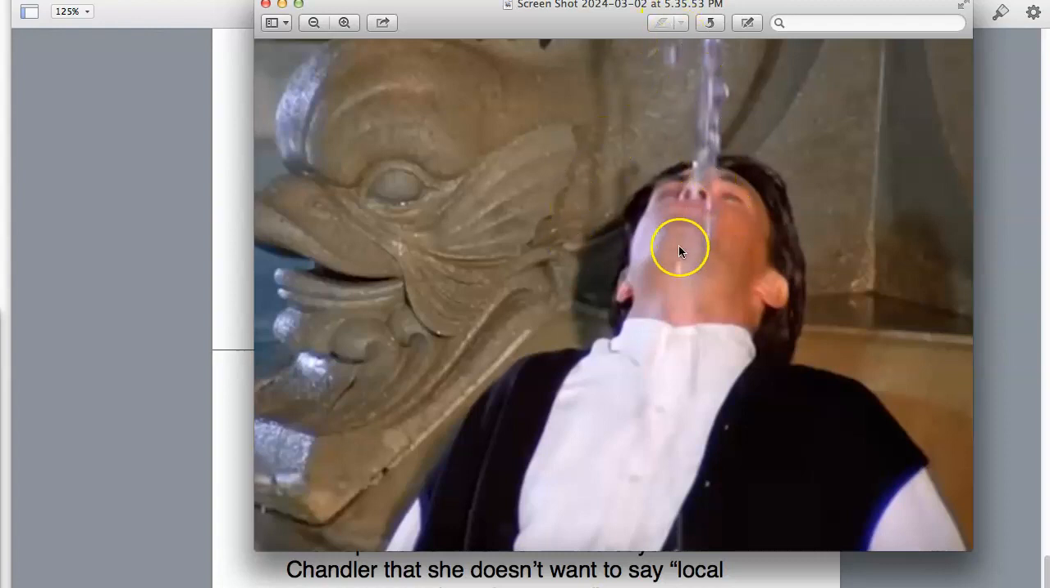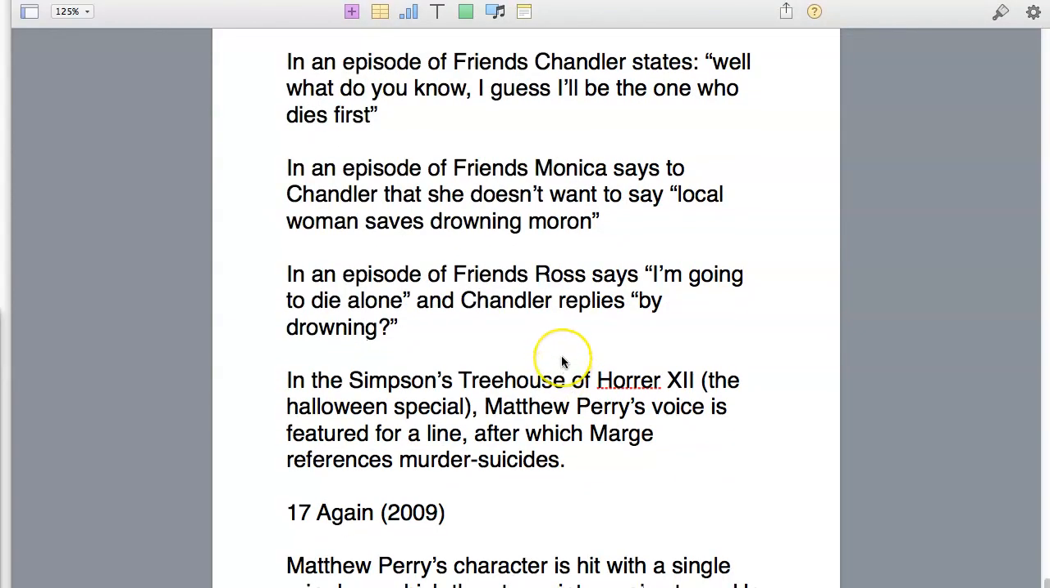So here's Matthew Perry spitting out water, laying back, kind of giving you that vision of someone drowning and spitting out the water when they are pulled out and people are trying to revive them. At the very least, it's associating him with water in his mouth in the Friends intro. In an episode of Friends, Chandler states, well, what do you know? I guess I'll be the one who dies first. And of course, he was the first cast member to die.